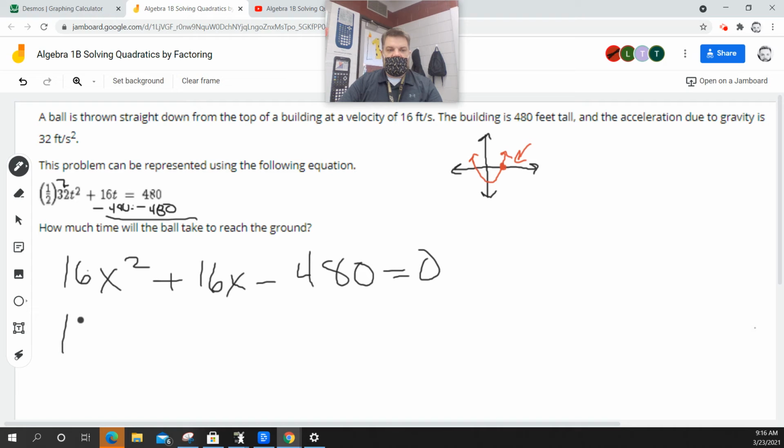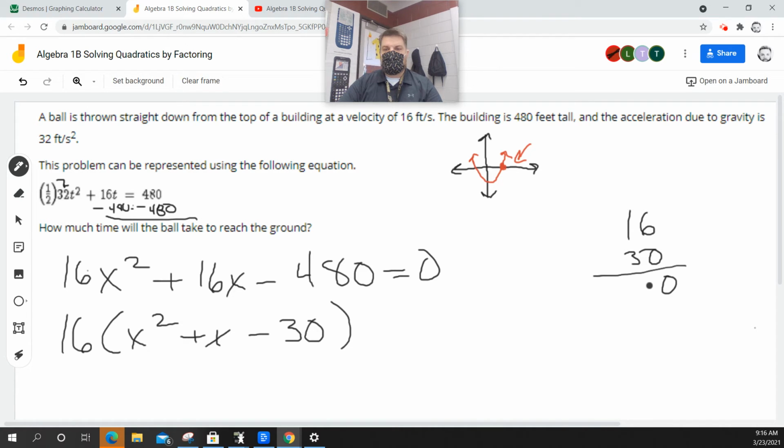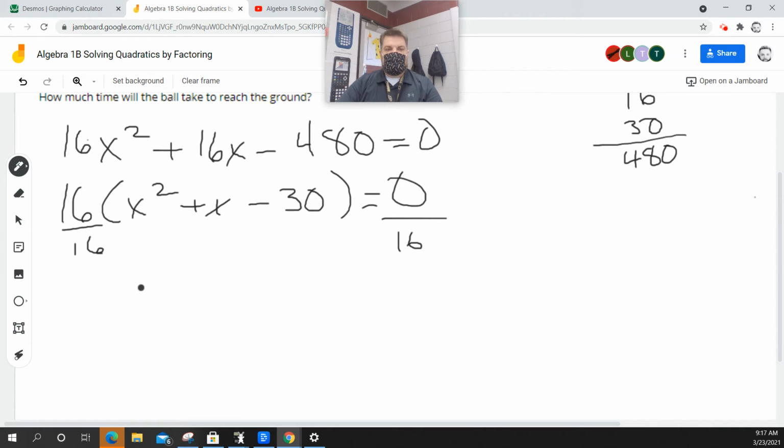So the first thing I'm going to do is factor out 16. That leaves me with x squared plus x minus 30. Right? I think, let me double check. 16 times 30, put my 0 here, 480. Yep. And that equals 0. Then I divide by 16. Everything gets divided by 16. And that leaves me with x squared plus x minus 30 equals 0.